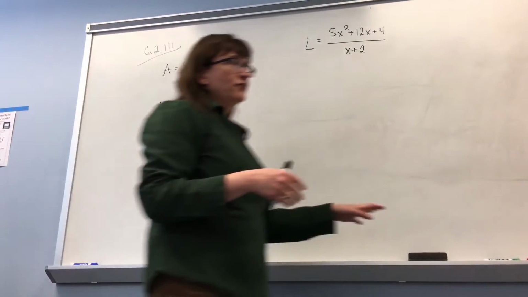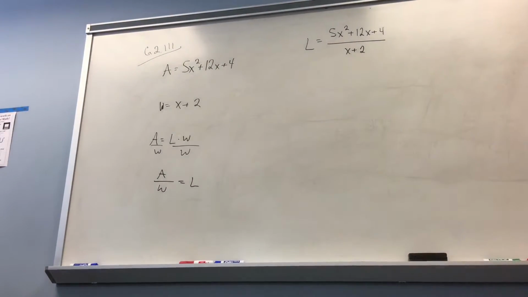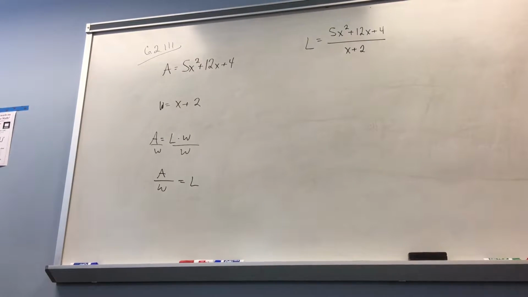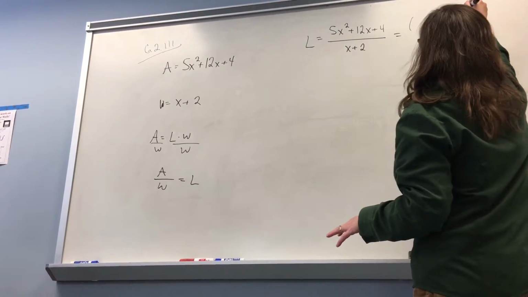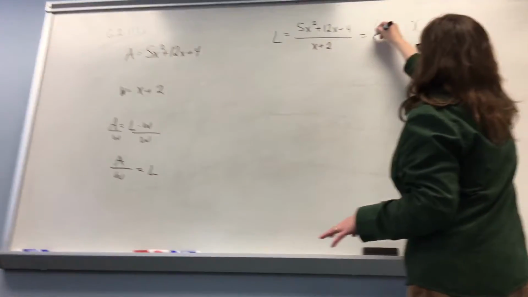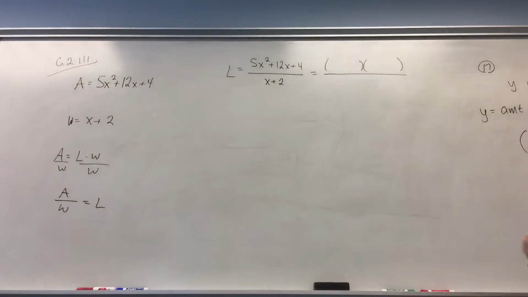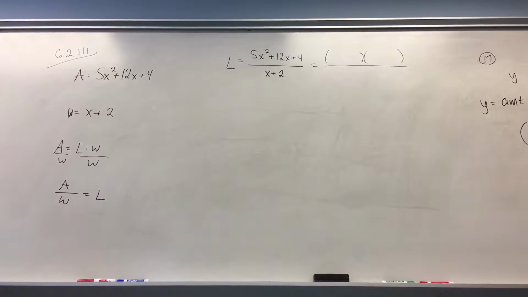So you can only cancel factors, things that are being multiplied, and that's it. So resist the temptation to cancel the 2 and the 4. Can't do it. So we're going to have to first factor 5x squared plus 12x plus 4. So greatest common factor is 1. It has 3 terms, so I'm going to do reverse FOIL.